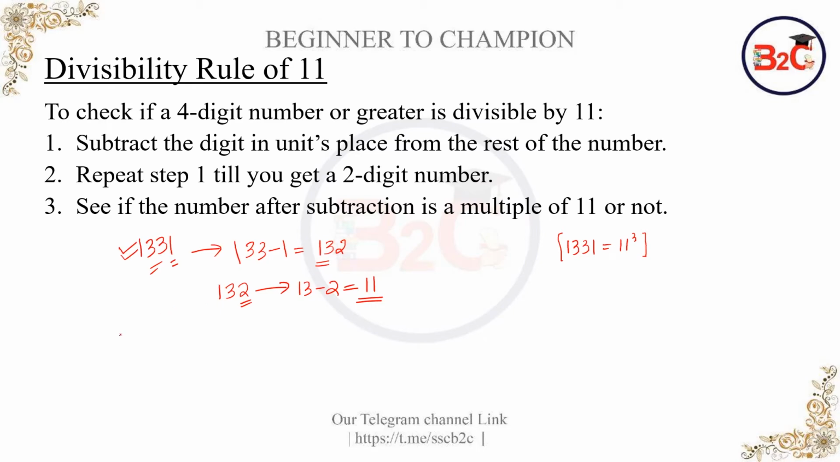Okay. Let's try another 4-digit number, 2431. Okay. So in step 1, we subtract 1 from 243. So 243 minus 1 is 242. This is a 3-digit number. So we repeat step 1. From 242, we have 24 minus 2, which is 22. Okay. Now we have a 2-digit number. It is 22. It is a multiple of 11. So this means that 2431 is also a multiple of 11.